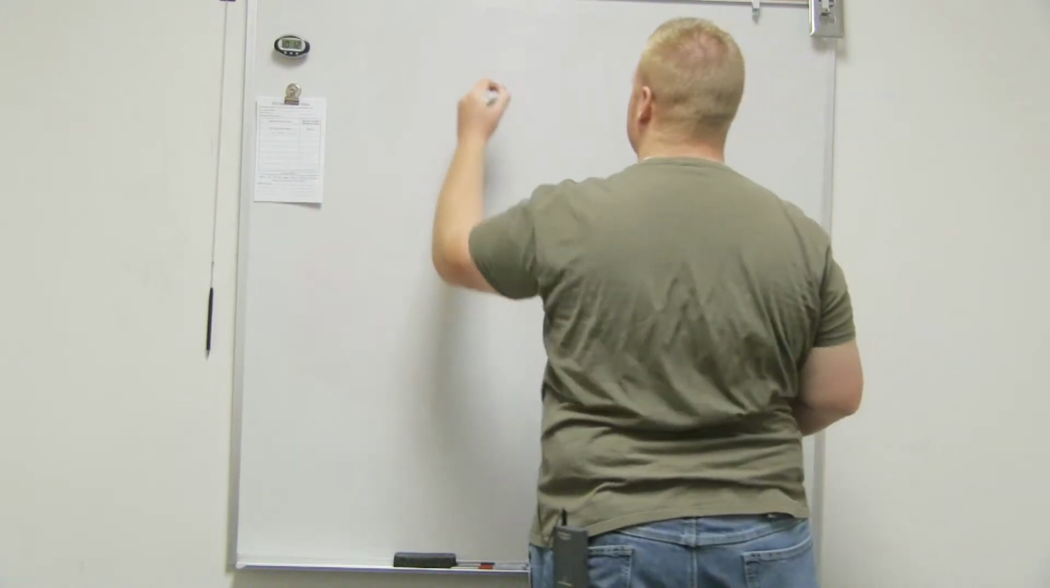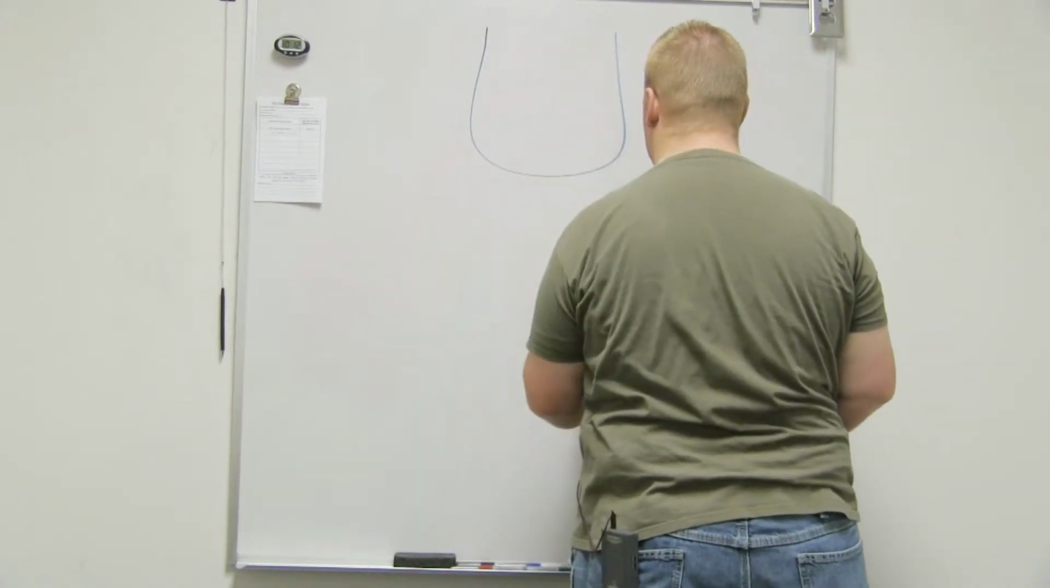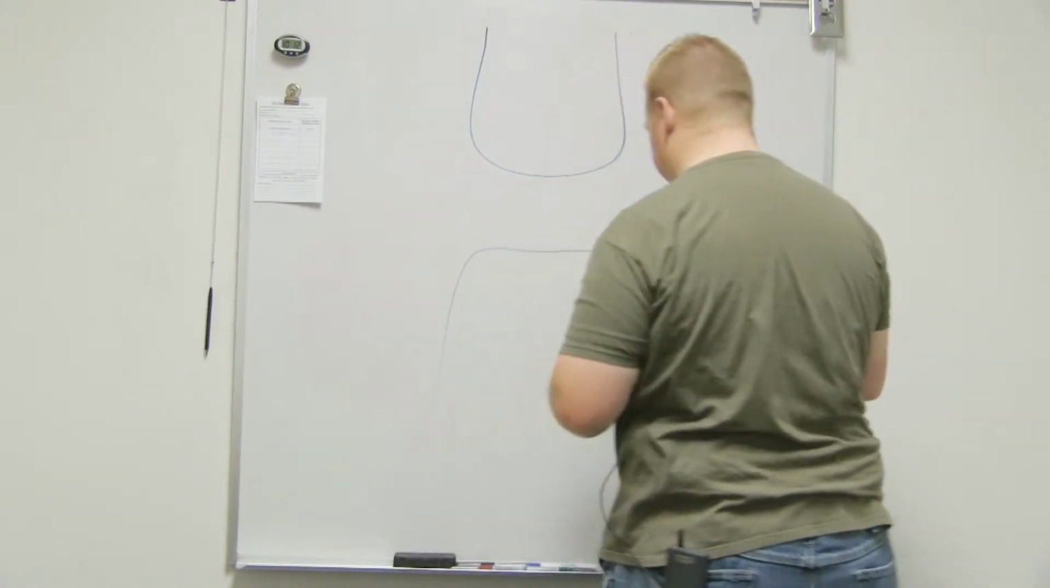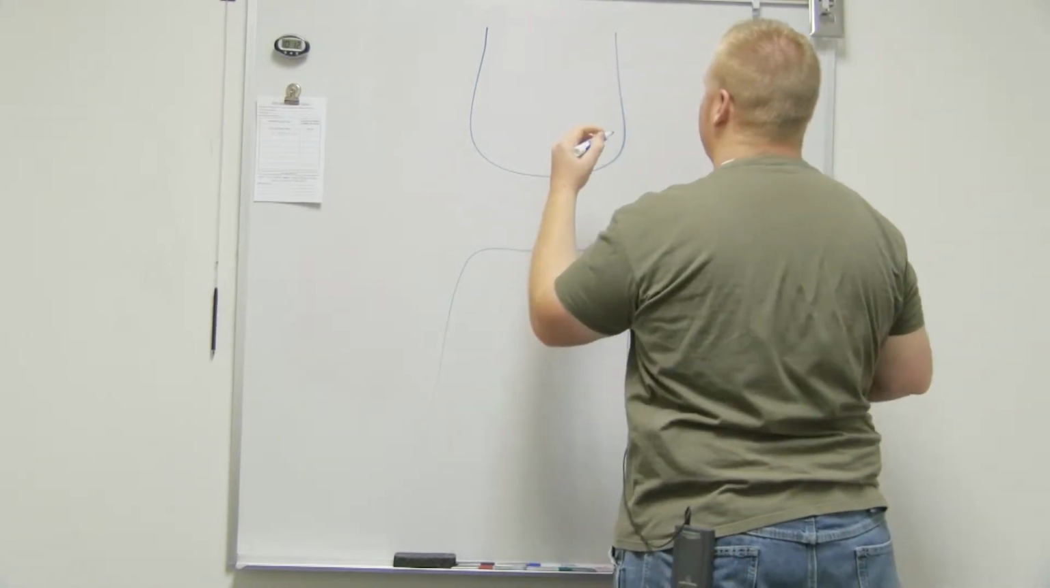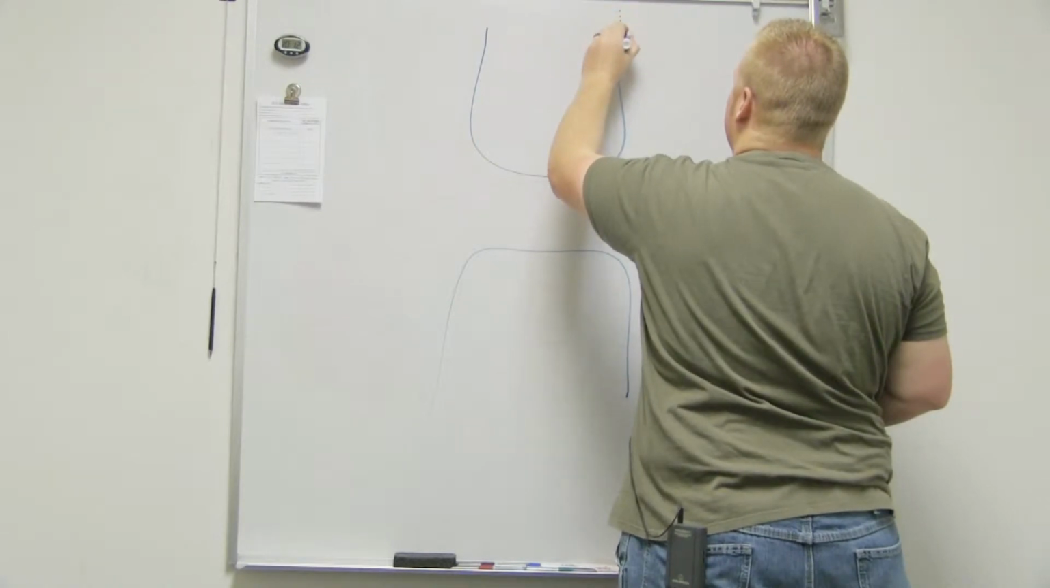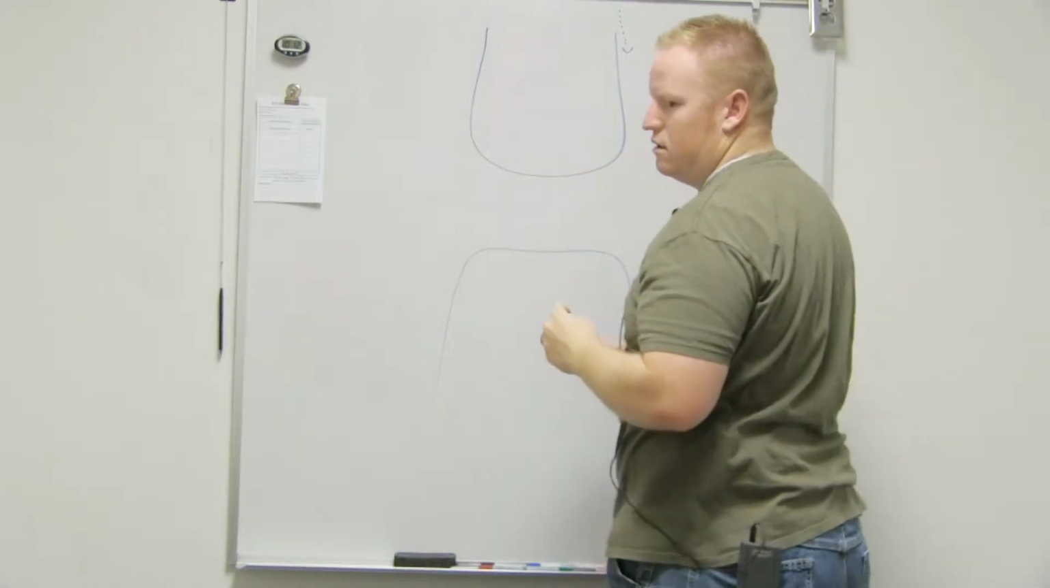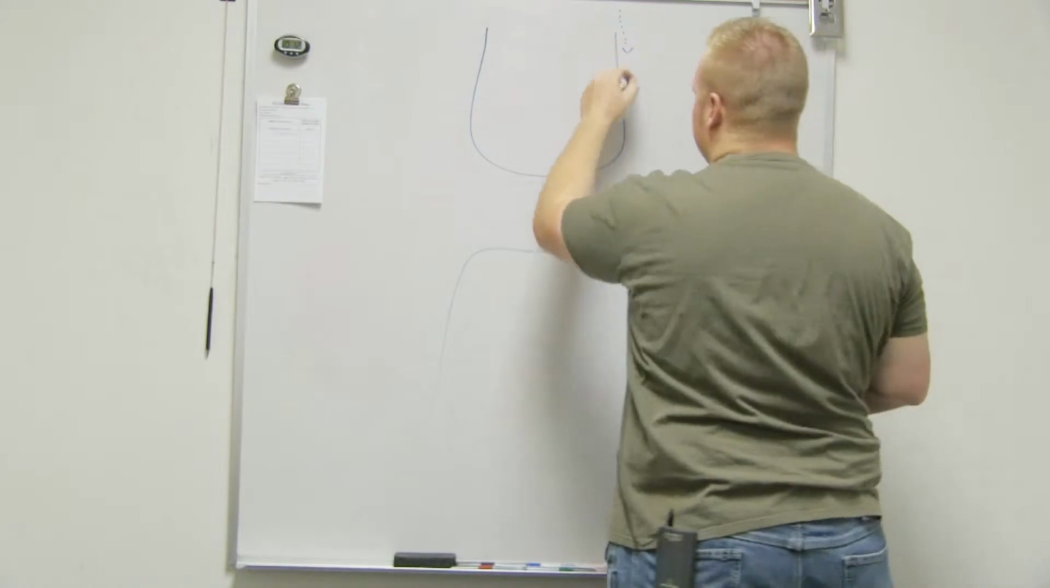Have cell membranes, or not cell membranes, there we go. So you have two neurons. So the signal travels down this way. So the signal is traveling this way.